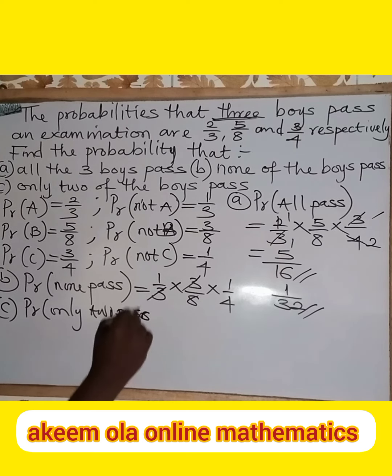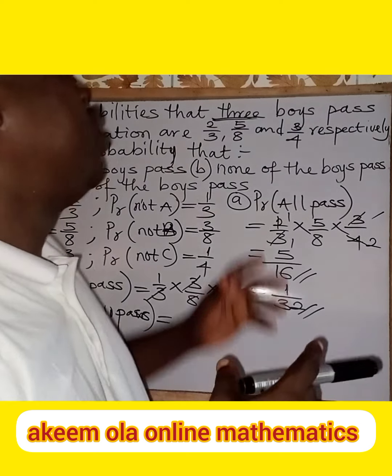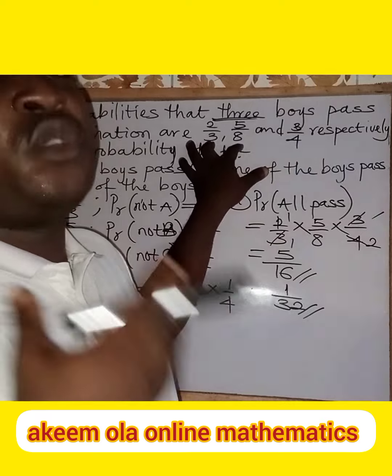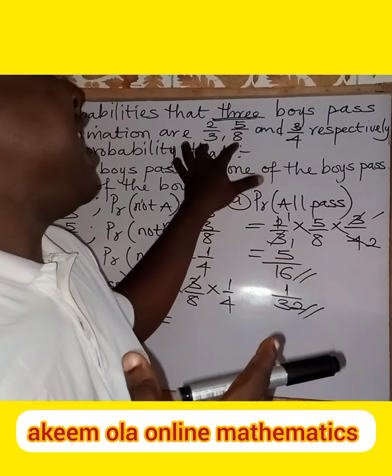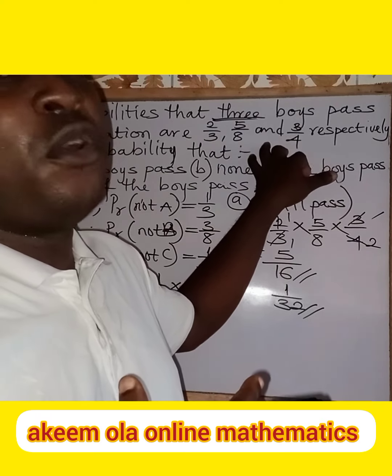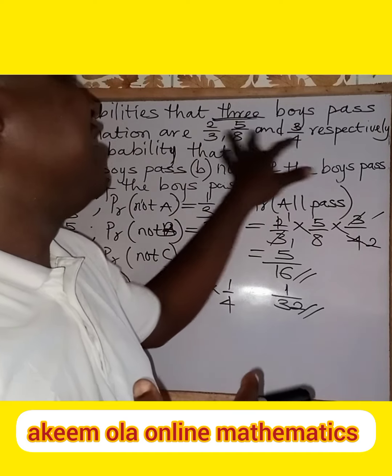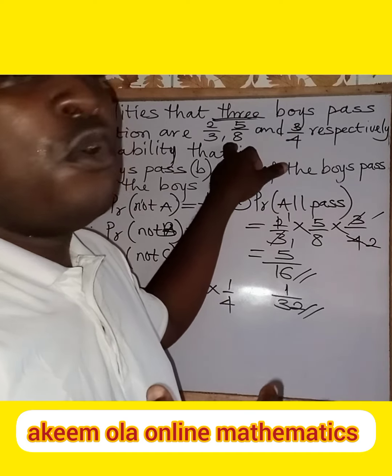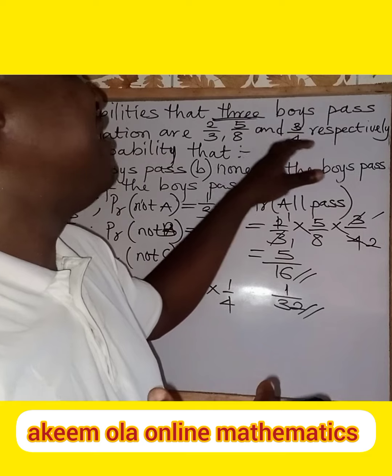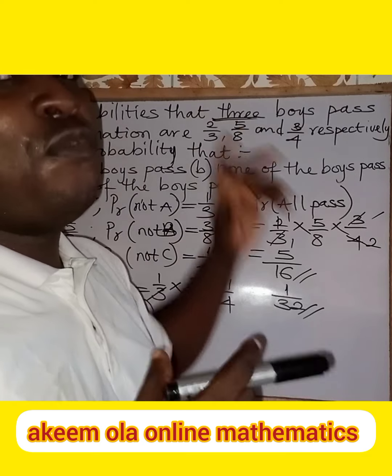Only two of them. For you to get that, it means that we are going to pair two of these students together. When you pair A and B together, C will fail. When you pair A and C together, B will fail. And when you pair B and C together, A will fail.